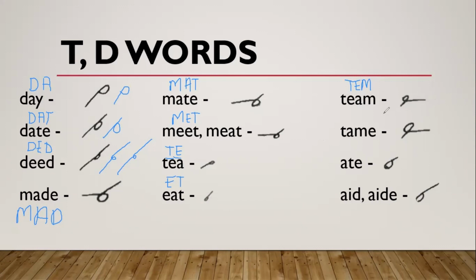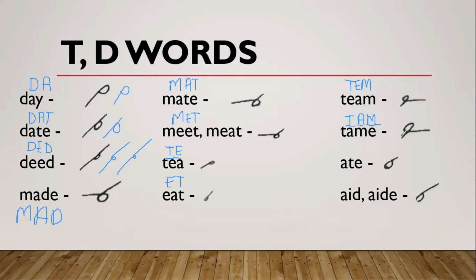How about tame? T, A, and M. Tame. Okay, because the sound of this is A, right? Tame. Okay, and you will write it as T, A, M. T is this one, A is this one, and M is this one.